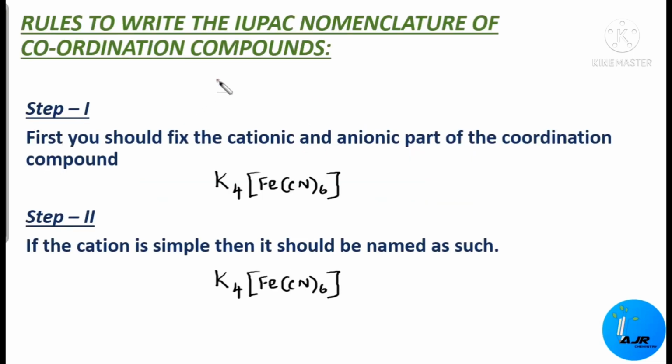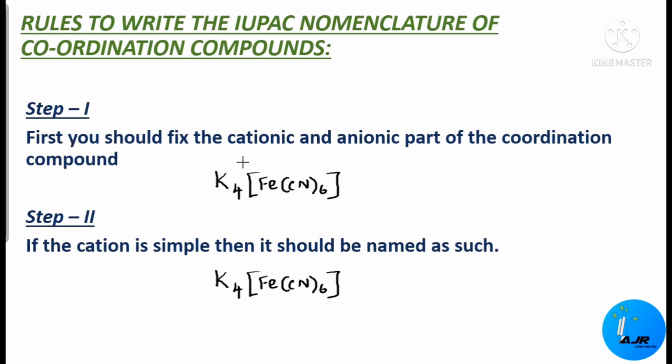Before moving into the nomenclature of coordination compounds, you should be thorough with certain rules. Let us see them one by one. This is the first step: fix the cationic and anionic part of the coordination compound, that is, which is the cationic part and which is the anionic part.